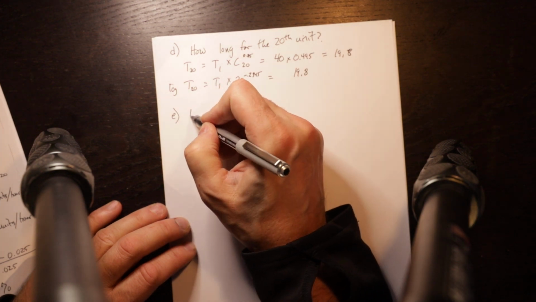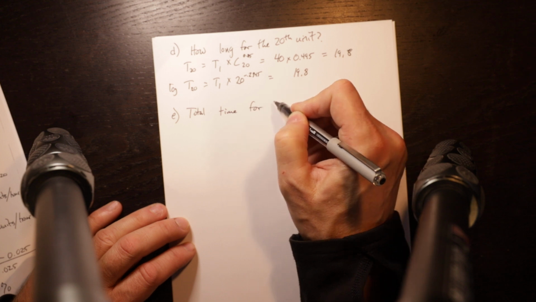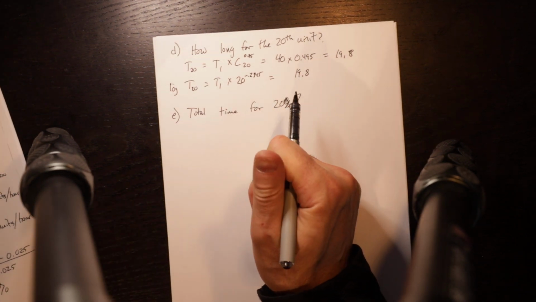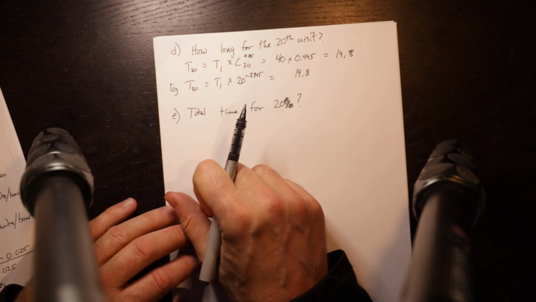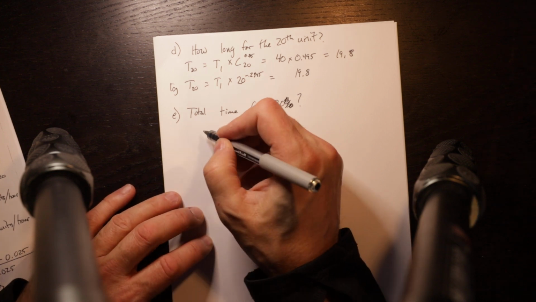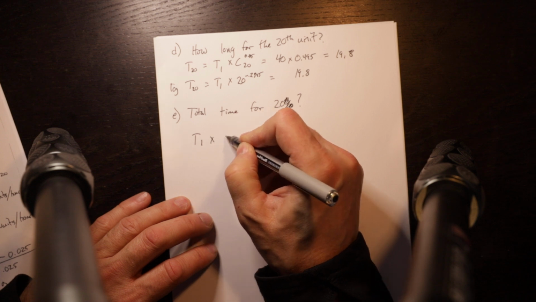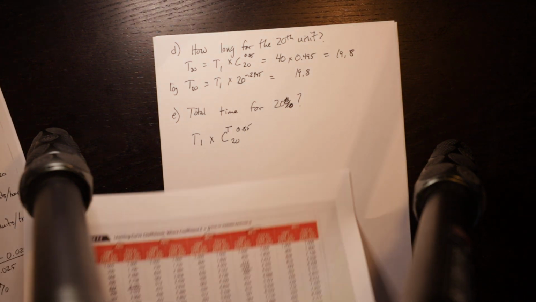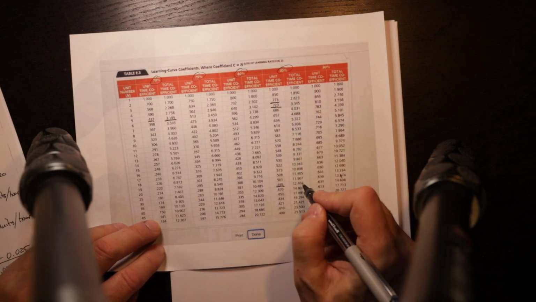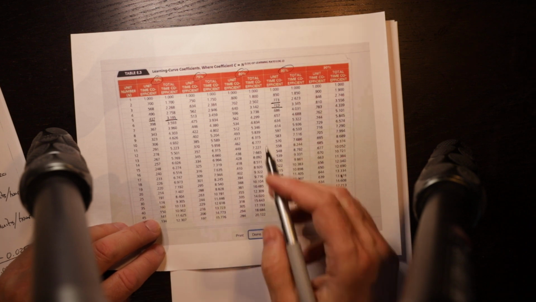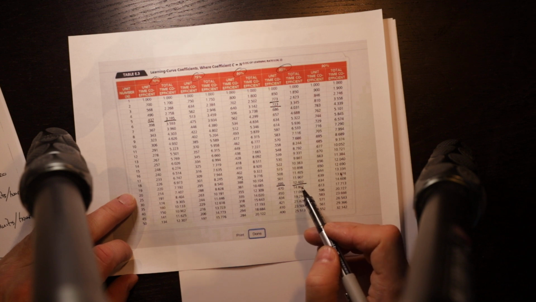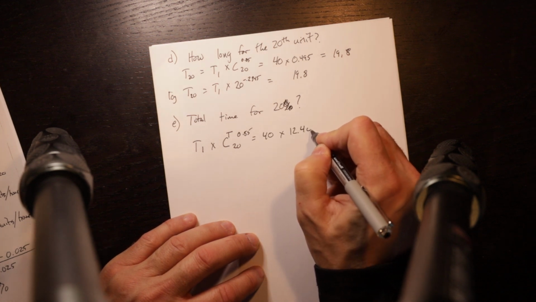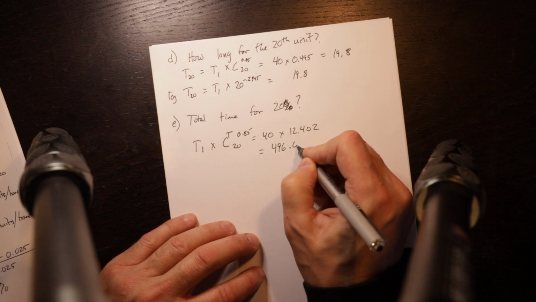Now, consider if we're asked for the total time for 20. In that case we could do T20, T19, T18, and so on, all the way back, and that wouldn't be a really super productive use of your time. So in that case we're going to use T1 times the total coefficient for 20 at 0.85, and we're going to go back to our table here, and look at 20, and now we're looking for the total time coefficient, and we have 12.402. So we look at 85%, 20, and the total column, and there we go, equals 40 times 12.402 equals 496.08 hours.